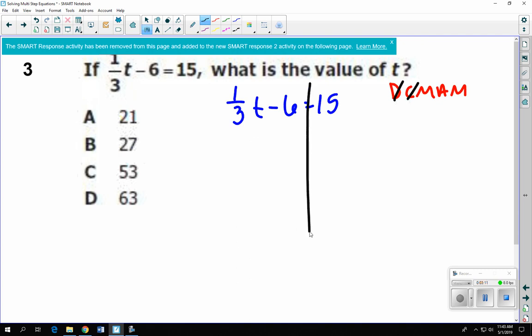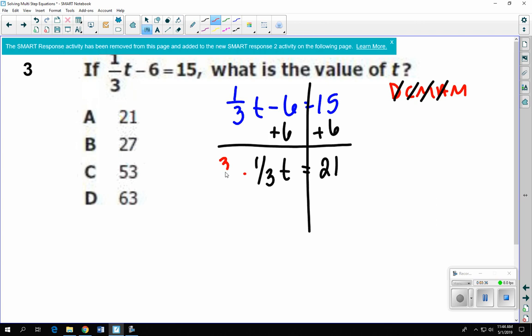Now I'm going to start to isolate the variable. The way I'm going to do it is I want to keep that t by itself. I'm going to add 6 on both sides. So I'm going to have 1/3 t is equal to 21. I've isolated my variable, and the last step is to multiply or divide. This first example is very good because we are going to actually multiply by the reciprocal of the fraction. So I'm going to be left with t is equal to 63. And that would be my final answer.